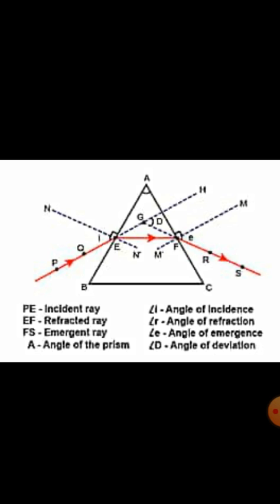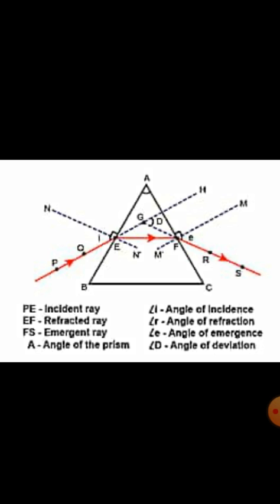Join EF, E on the refracting surface AB and F on the refracting surface AC. EF is the refracted ray through the prism. This is also shown in the red color. The angle between the refracted ray EF and the normal EN dash is the angle of refraction denoted by small r.